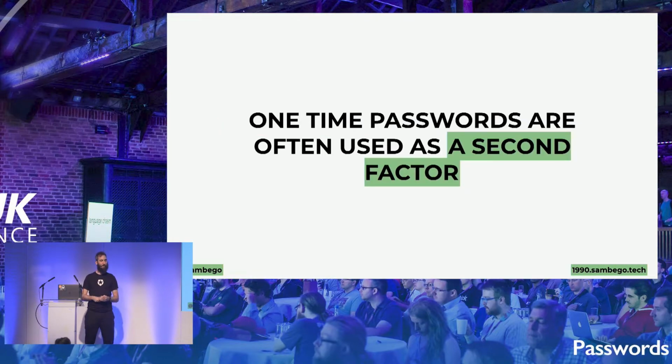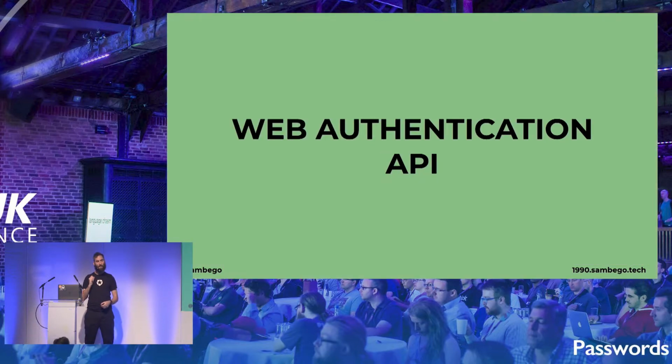And one-time passwords are often used as a second factor these days. All these things that I just showed you, the one-time passwords in an authenticator app, in an SMS, whatever, they're often used as a second factor, but they don't have to be. You can use them as a first factor. For example, the magic link from Slack. It's a one-time password in a link, which is used as a first factor to log you in, not as a second factor.